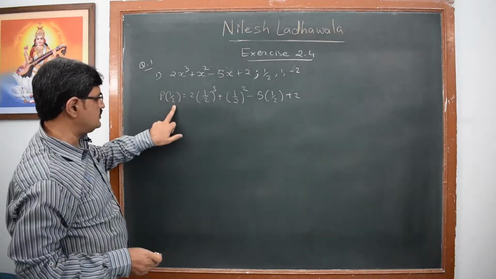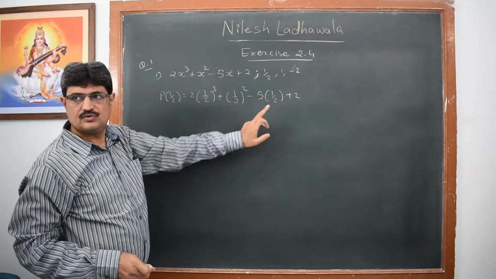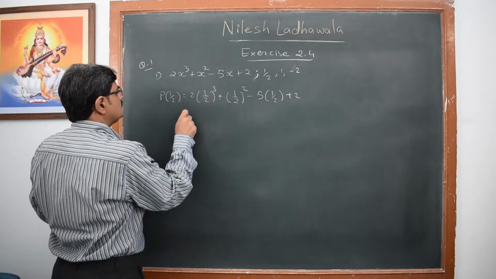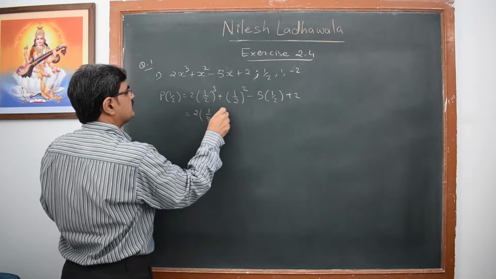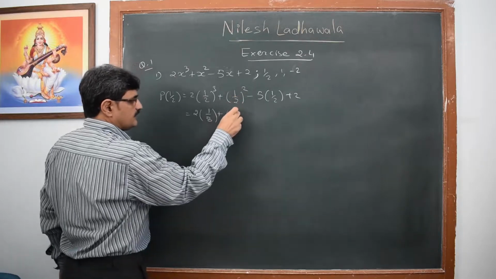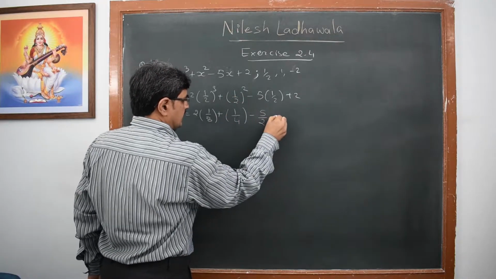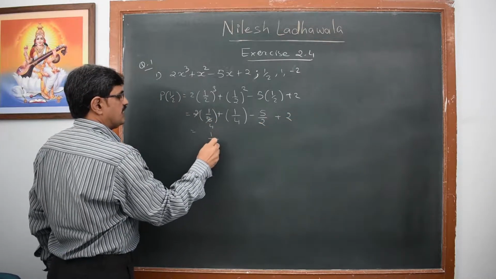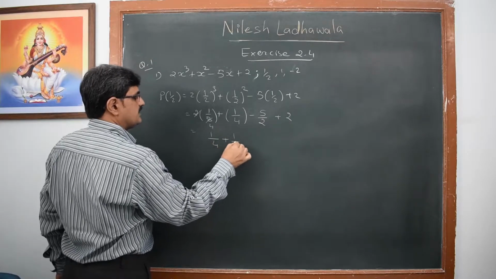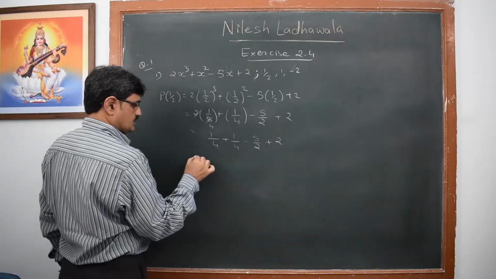So I have substituted here 1 upon 2. Wherever I see x, I will substitute 1 upon 2. Now 2 times the cube of 1 upon 2, which will be 1 upon 8. Then the square of 1 upon 2 will be 1 upon 4, minus 5 by 2 and plus 2. Now 2 4s are 8. So we have 1 upon 4 plus 1 upon 4 minus 5 upon 2 and plus 2.